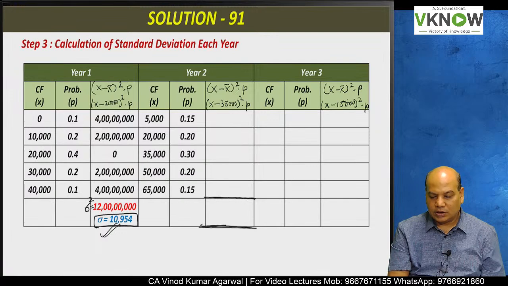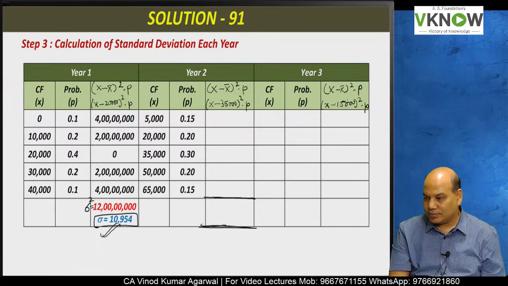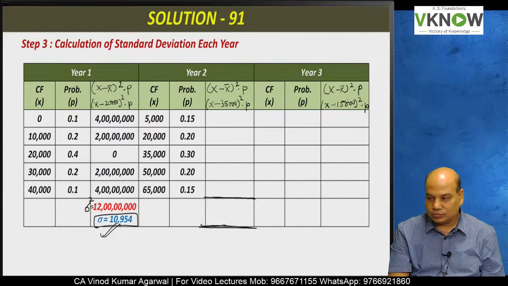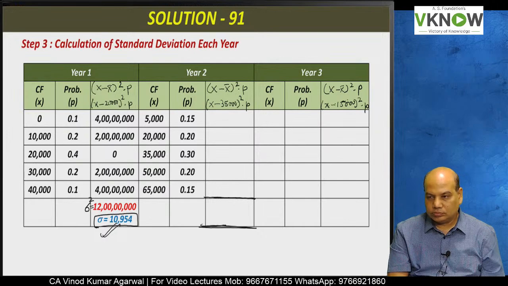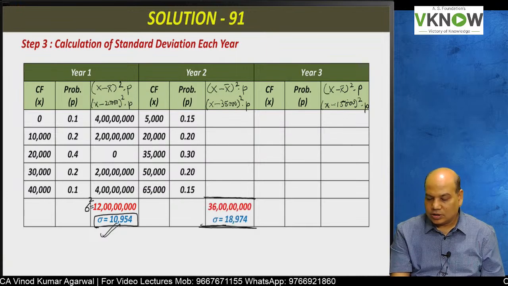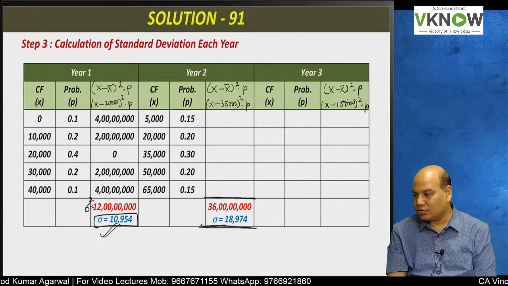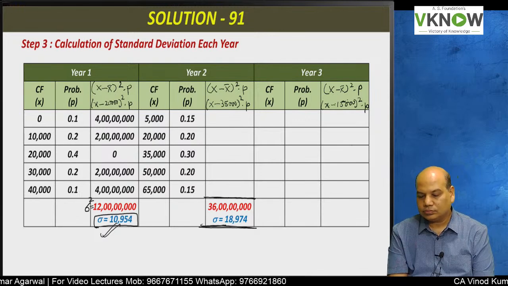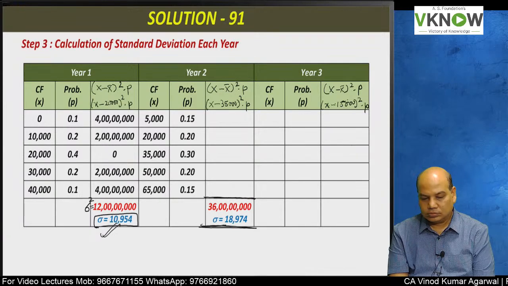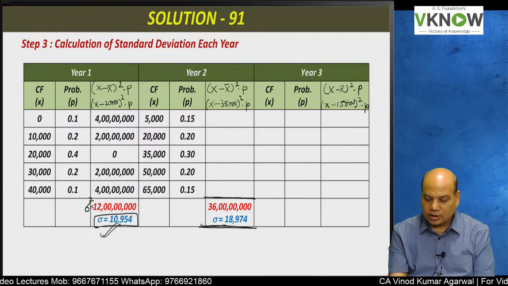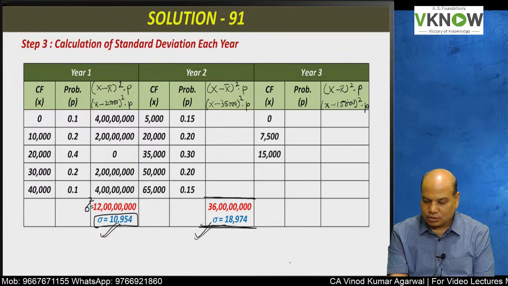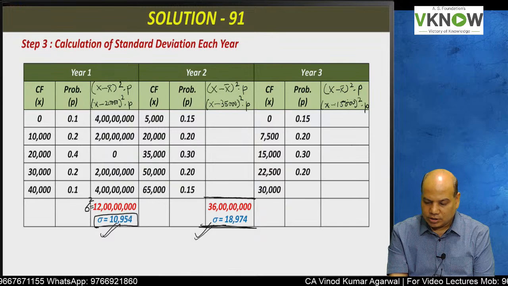5,000 minus 35,000 squared into 0.15. 20,000 minus 35,000 squared into 0.2. What is the total? Check the answer. Total answer is 36 crore. Anybody for 36 crore? Then write down 18,974 as the standard deviation. Take the square root and you will get the standard deviation.